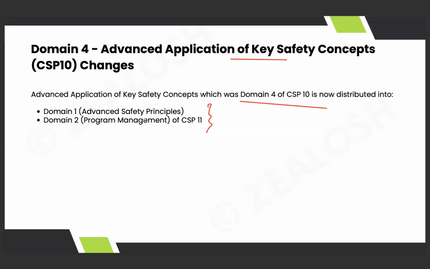I want to tell you one more thing. It was not told in the CSP blueprint. They have told that domain 4 has been taken and spread around domain 1 and domain 2. But where is domain 2? There was a domain 2, right? Where is domain 2? What is domain 2 now?